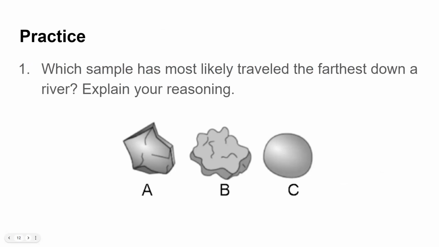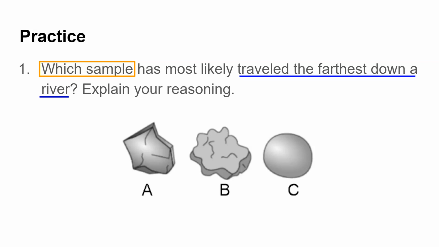So our first practice problem. Again, it's always a good idea to identify what the question is asking and then what information is given. This question is asking which sample has traveled farthest down the river. And so we look at particles A, B, and C. First thing that comes to my mind is C is very, very round. Means it's going to have traveled farther down the river.